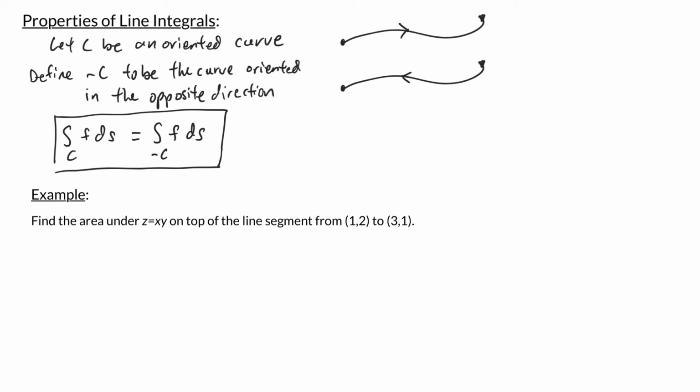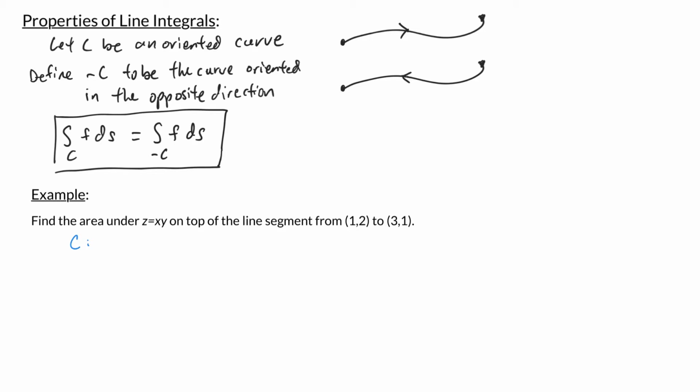So again, we want to find the area under the surface z equals x times y on top of the line segment from (1, 2) to (3, 1). Last time we came up with a parameterization for this line segment that started at (1, 2) and ended at (3, 1). This time, we'll parameterize the curve starting at (3, 1) and going to (1, 2). So we're doing the opposite orientation.